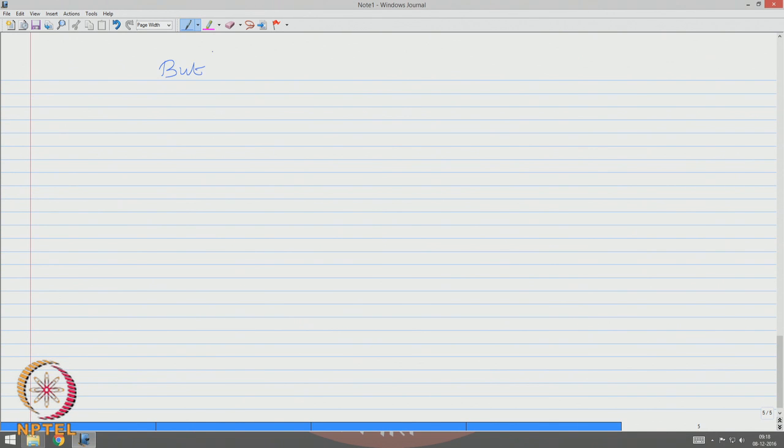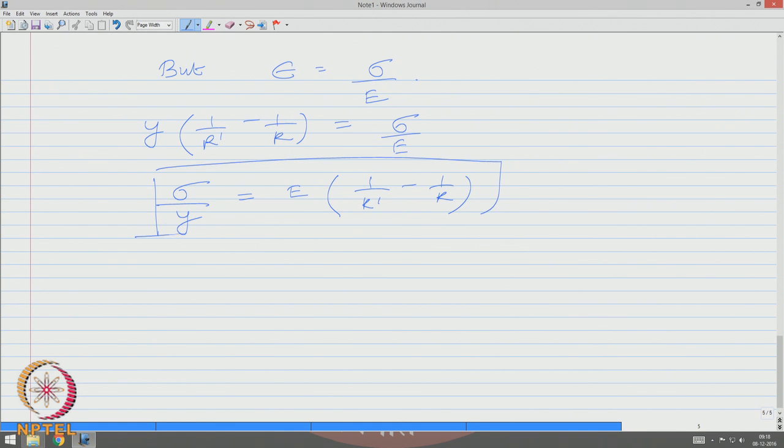But we know strain is actually stress by Young's modulus. Therefore, y of 1 by r dash minus 1 by r is strain by this. It means sigma by y will be E times of 1 by r dash minus 1 by r, equation number 6, which is a classical equation of bending for curved beams. There are some assumptions in this equation.